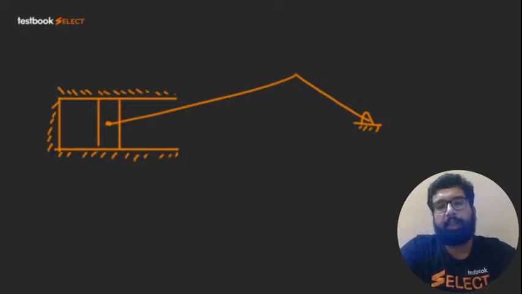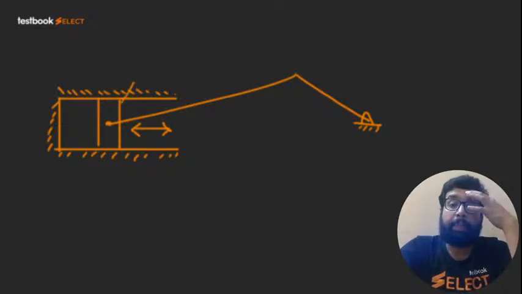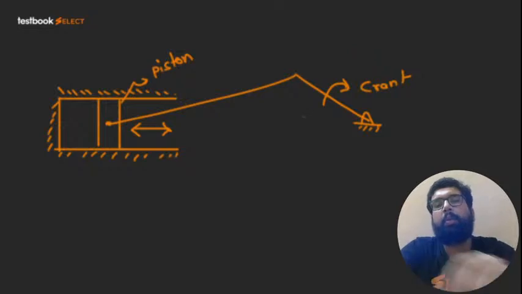Now, if I fix this, then only it has become a kinematic chain, then only it is a constraint mechanism, because in the last session also we have spoken about it that the piston always reciprocates, and the crank always rotates.